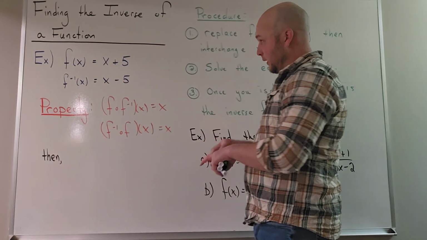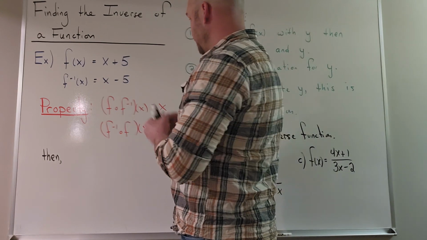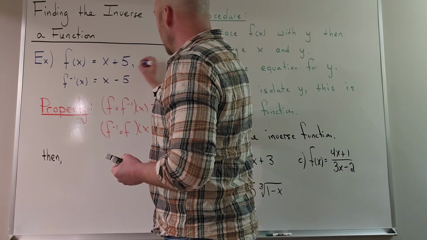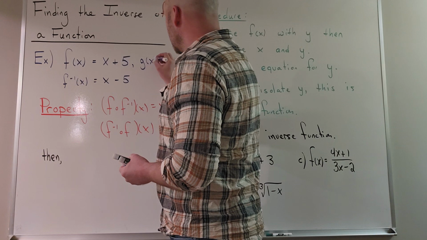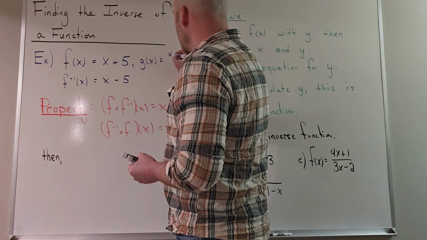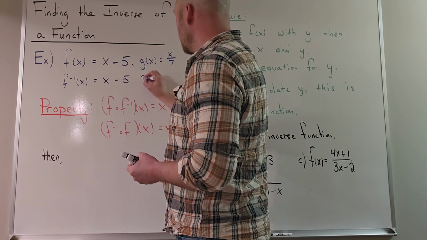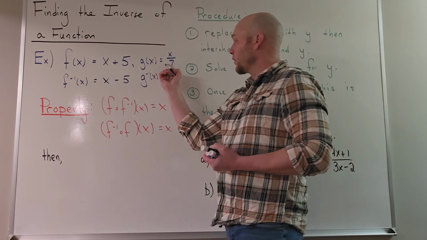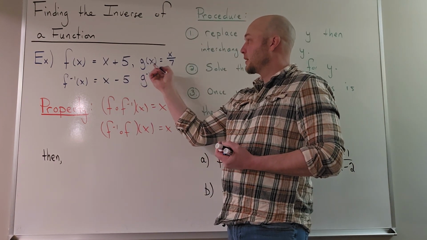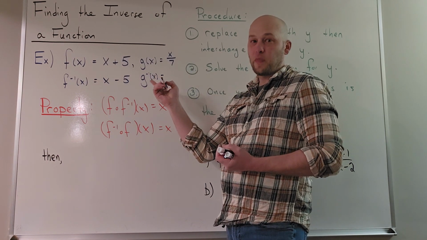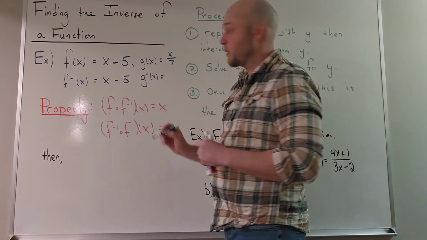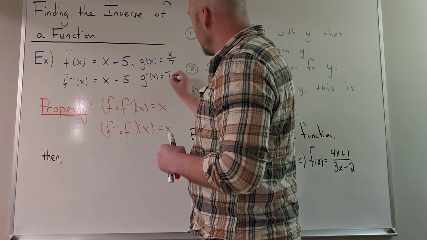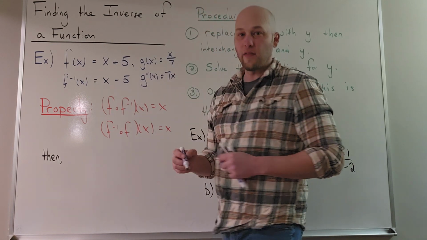Another example, if I give you, let's say, g of x is x divided by 7, then the function expression here takes the input and divides by 7. The inverse of dividing by 7 will be multiplying by 7. Therefore, the inverse function is 7x.